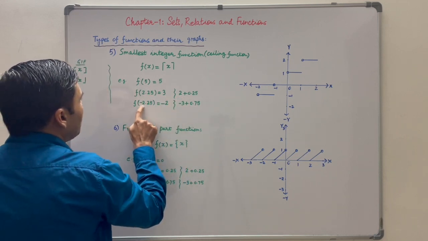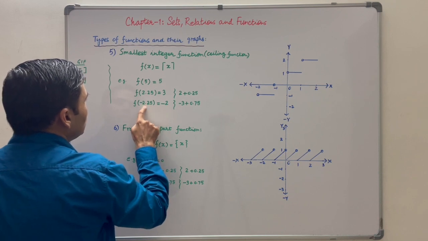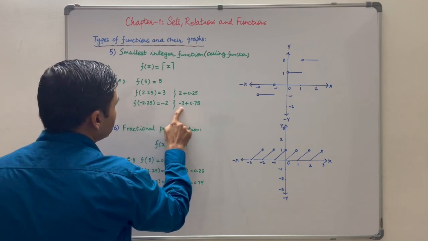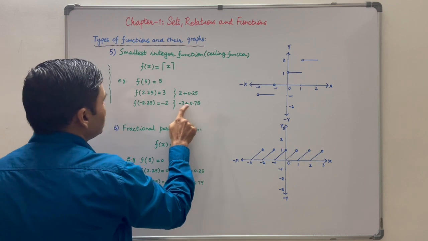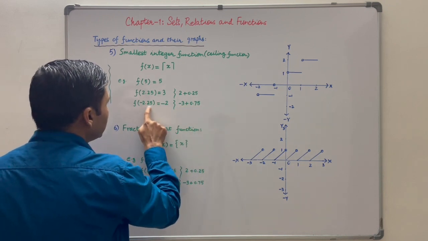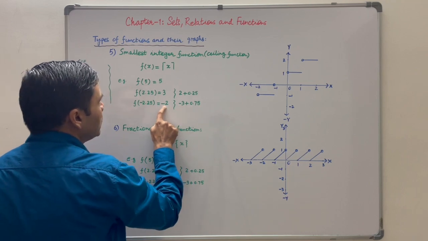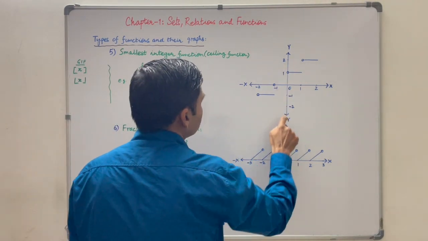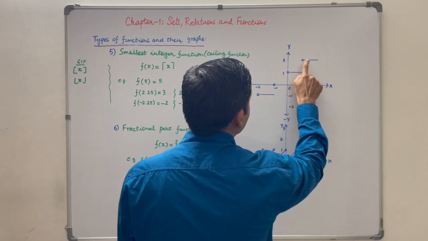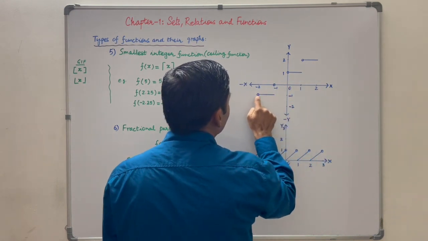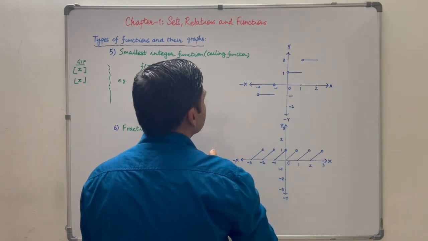Consider x equal to minus 2.25. So minus 2.25 can be written as minus 3 plus 0.75. So smallest integer which is greater than this will be minus 3 plus 1, that is minus 2. Graph of this function is like this. Only the integer values are considered.